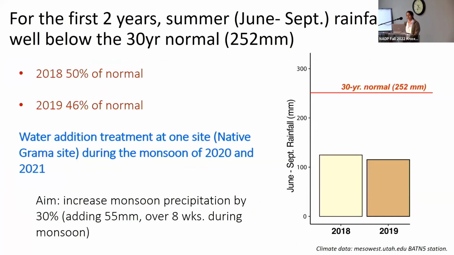For the first 2 years, summer rainfall was well below the 30-year normal, where 2018 was only 50% of the normal, and 2019 was only 46%. So we decided that just in case nitrogen addition effects depended on water availability, we would add a water addition treatment for the next 2 years at one of the native sites to compare the 2 natives. And our aim was to increase monsoon precip by 30%, assuming we had a normal monsoon.